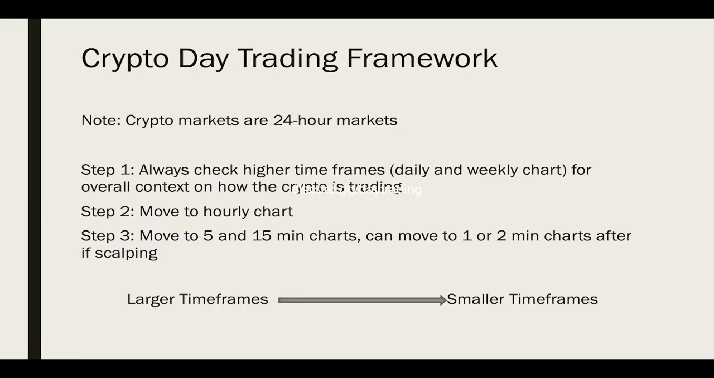And we're going to be talking about crypto day trading first. So something to note, crypto markets are 24-hour markets, meaning they don't close. They operate on a 24-hour schedule. There's always buying and selling in the crypto markets. So step one, always check the higher time frames, meaning the daily and the weekly charts, to see the overall context on how the crypto is trading. You're looking at the larger, longer-term trend, right?